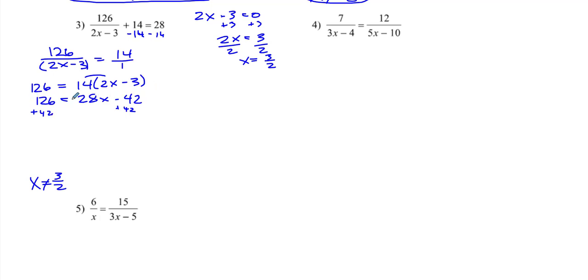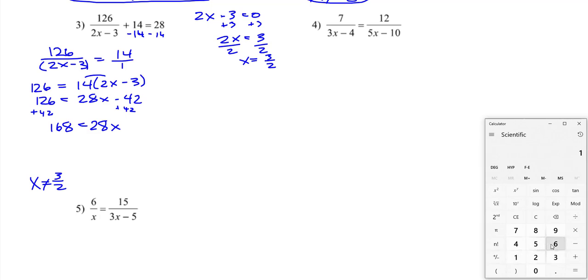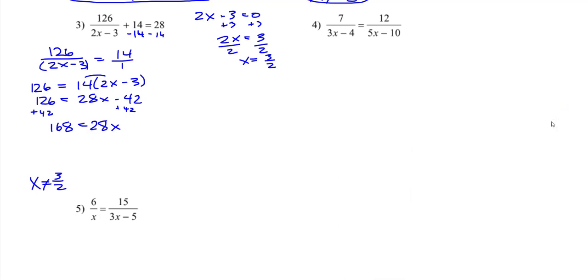All right, 126 plus 42, 168 is equal to 28x. I don't feel like doing the math on that, so let's do this. 168 divided by 28 is equal to 6. So we got 6 is equal to x. So x is equal to 6. Boom.